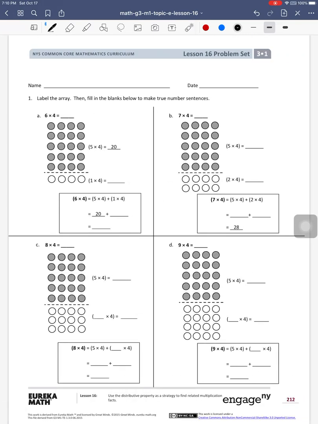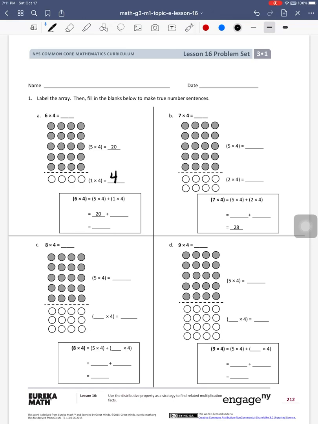Here is our problem set. So, label the array, then fill in the blanks below to make true number sentences. So A says 6 times 4, but we have it broken down. So at the top of the line, we have 5 times 4. We know that equals 20. And below the dotted line, we have 1 times 4. And we know 1 times 4 equals 4.